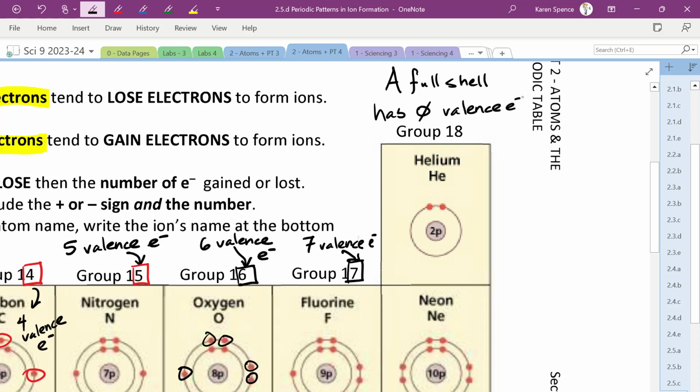And the reason for that is that valence electrons are ones that can be involved in bonding. Bonding happens because atoms want to fill up their shell, but these guys' shells are already full, so they don't need to bond. So there are no valence electrons. Don't worry about knowing that for the test. That's just an explanation as to why it's 0 rather than 8 or 2, okay?